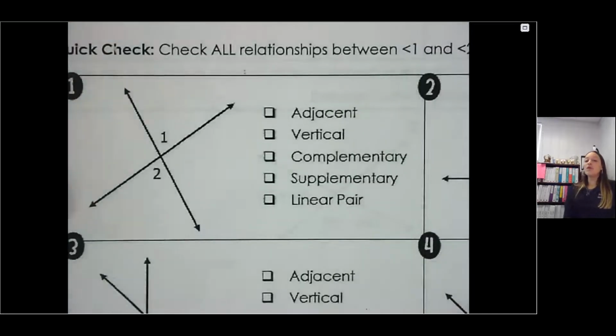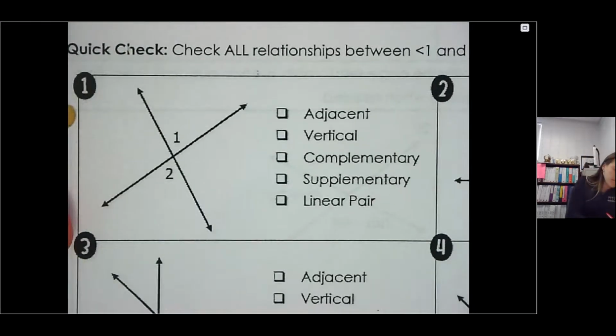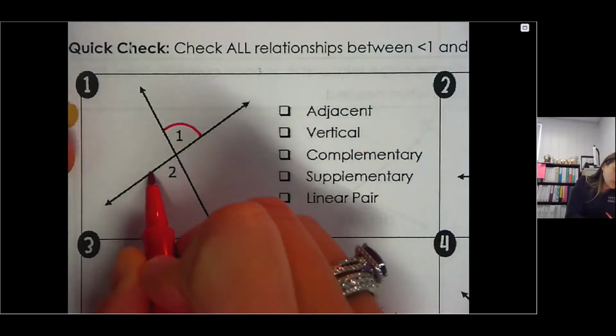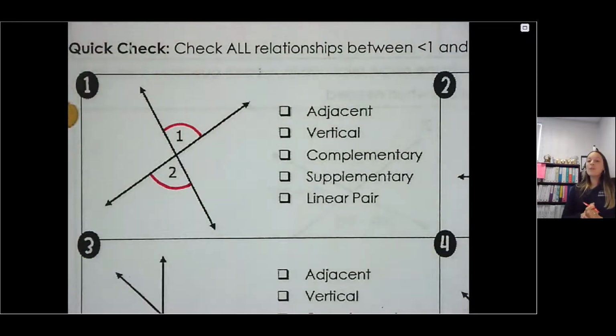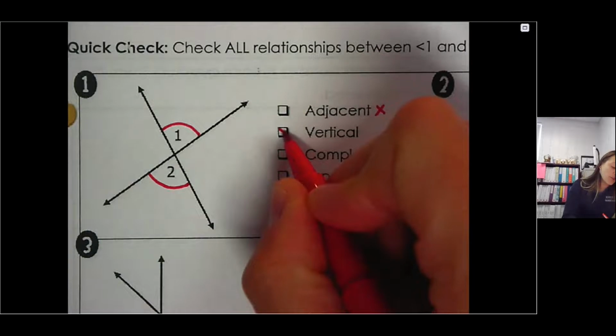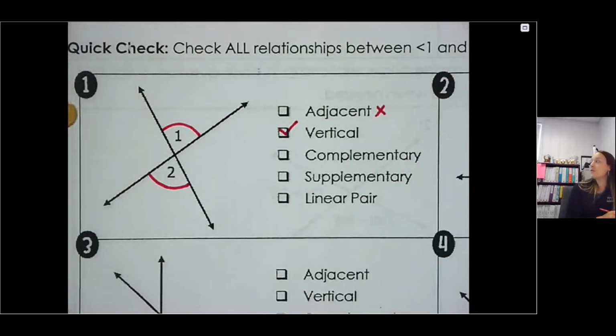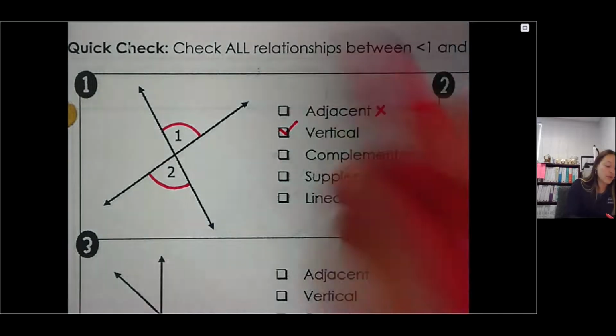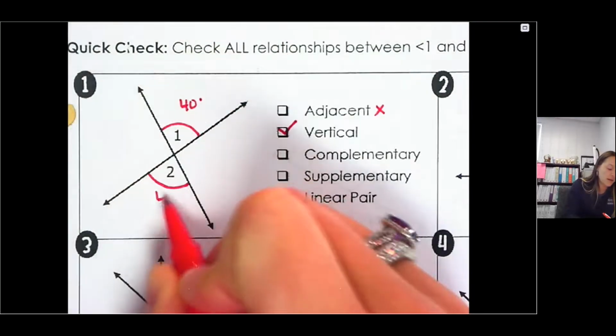If you were to look at angle 1 and angle 2 in this first problem, number 1, are they adjacent to each other? No, they're not. They're not next to each other. They're not sharing a side. That is not correct. Are they vertical angles? Yes, they are, which also means they're what if they're vertical? Yeah, they're congruent. They're exactly the same. So if you wanted to put that in, you can. They have to be the same.